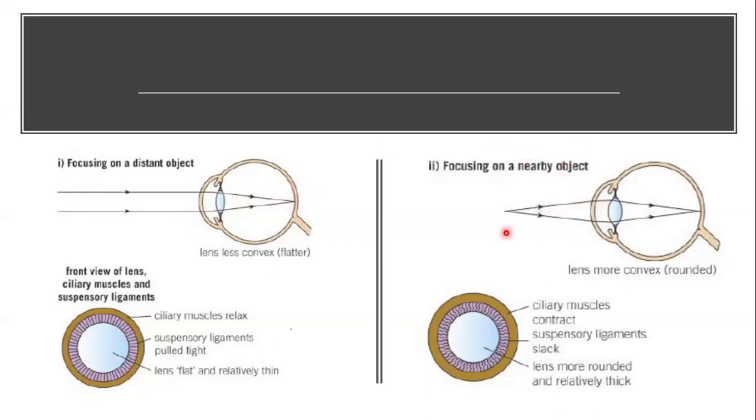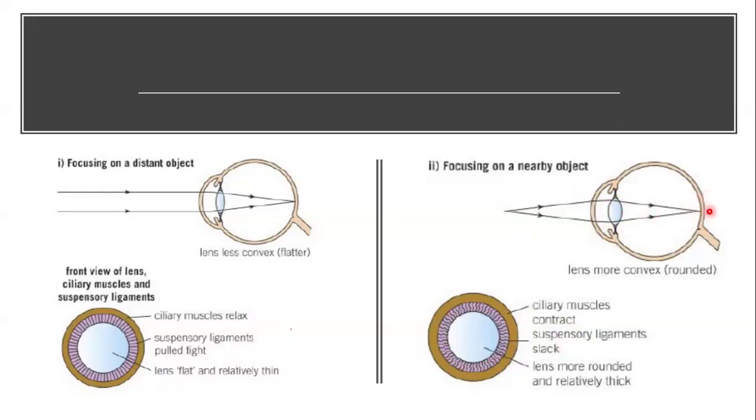If you are looking at an object that is close to you, now the light is coming from close to the eye, so it needs to be refracted more. It needs to be bent more because it's quite close to the eye. So in this case, the ciliary muscles, which were relaxing, will now be the ones to contract and the suspensory ligaments will relax. The lens will become thick and it will refract the light rays more so that they can focus properly on the eye, and as a result, a clear image is made.